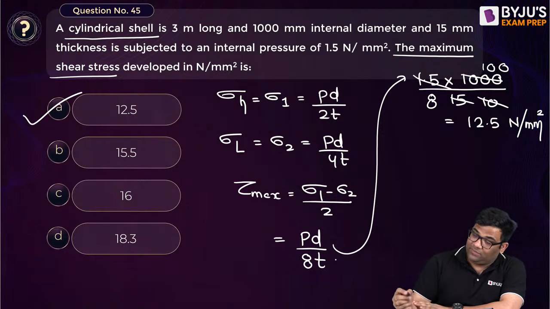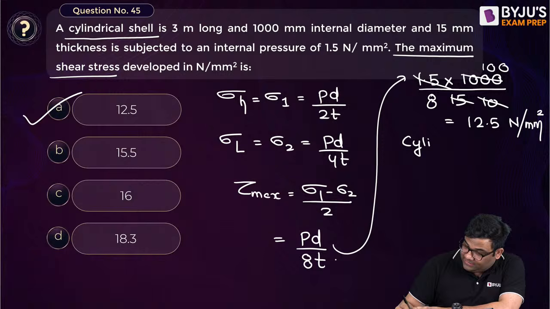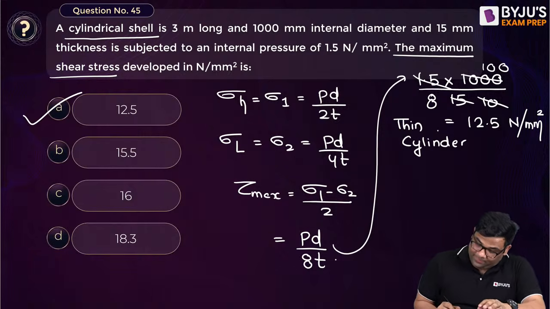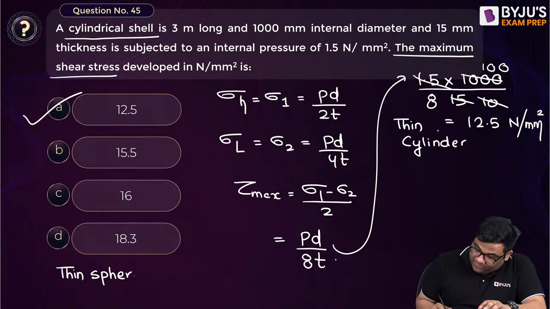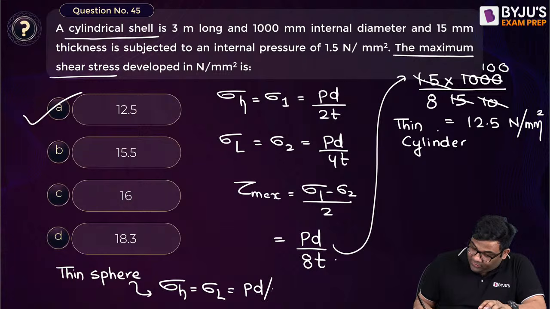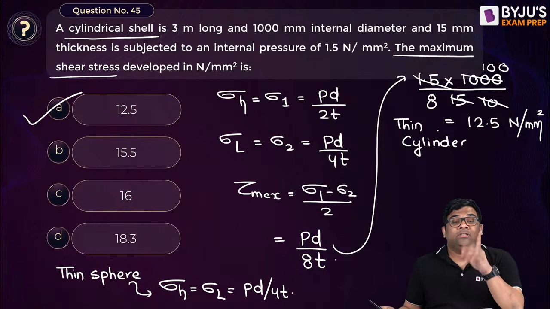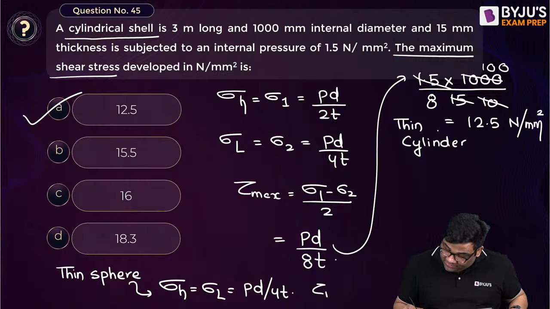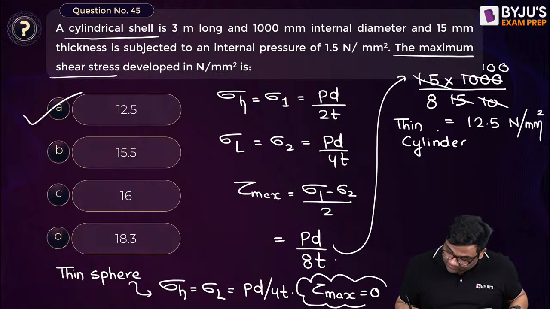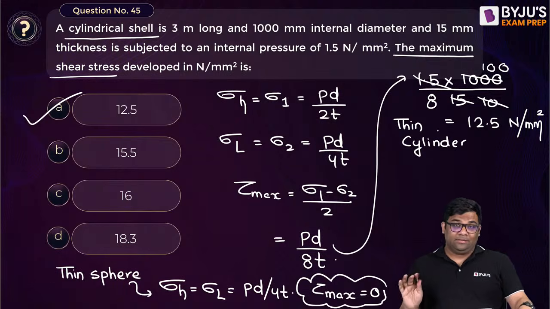Now this is for a thin cylinder. For thin sphere what will happen? Remember, for thin sphere the hoop stress and longitudinal stress are the same, that is PD by 4T only. That means the maximum shear stress is 0 here, right? Understood this thing? Should know.